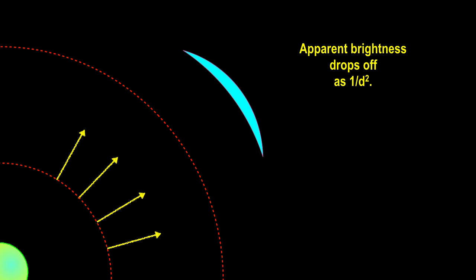The problem is that these rays eventually start missing your detector, and that means your detector detects less light. If you double the distance, the detection value goes down by 1/4. If you triple it, it goes down by 1/9. If you take it to 25 times the distance, it goes down by 1 over 25 to the second power, 1 over 625, and so on and so forth. So that's the inverse square law.